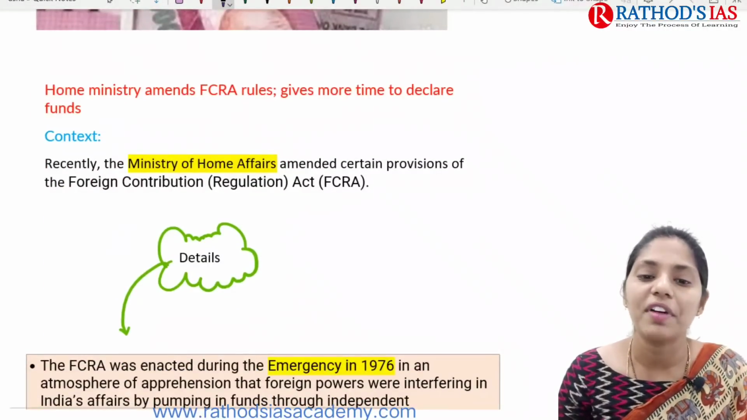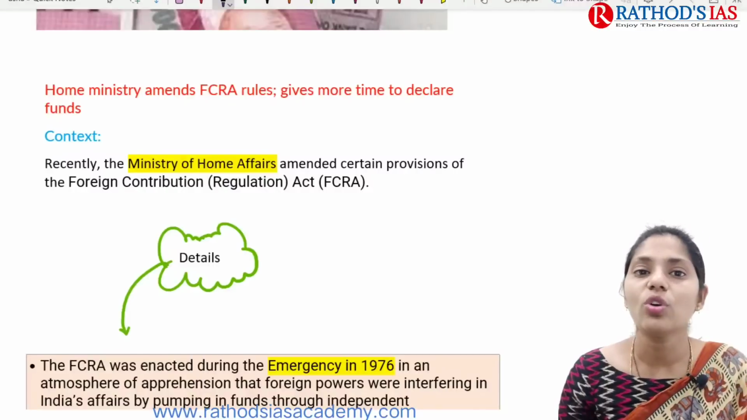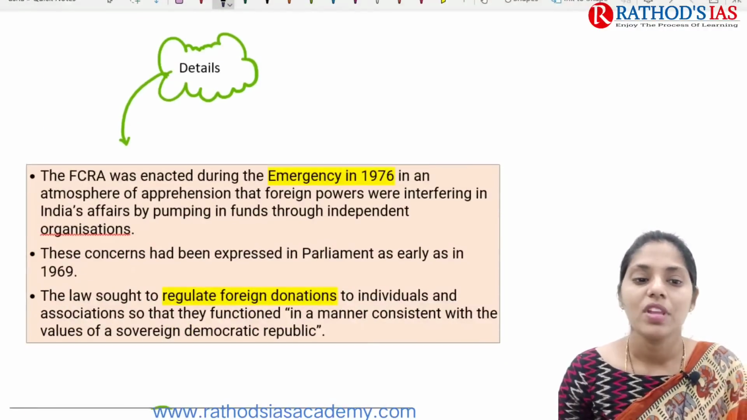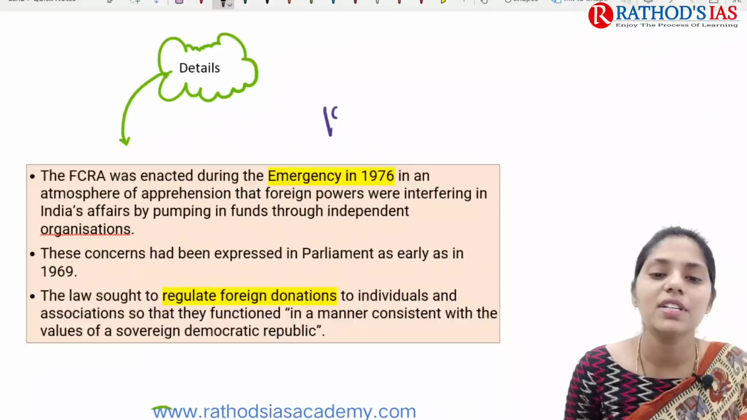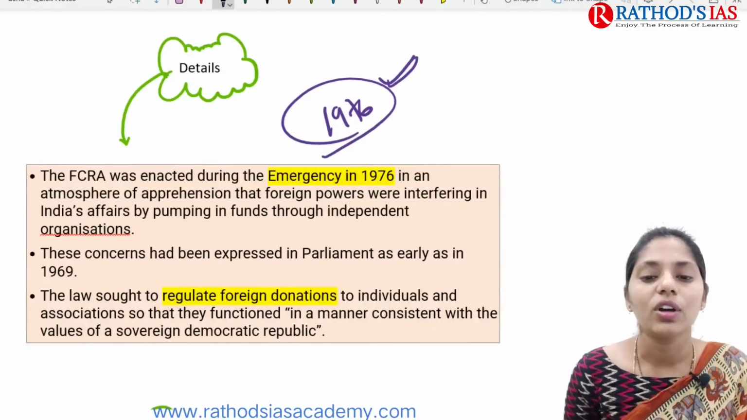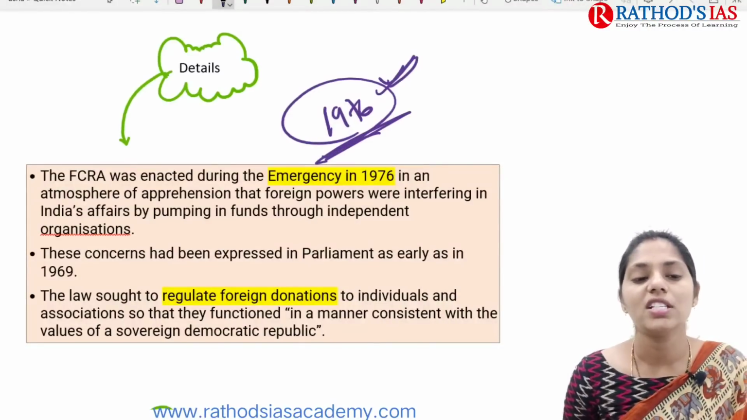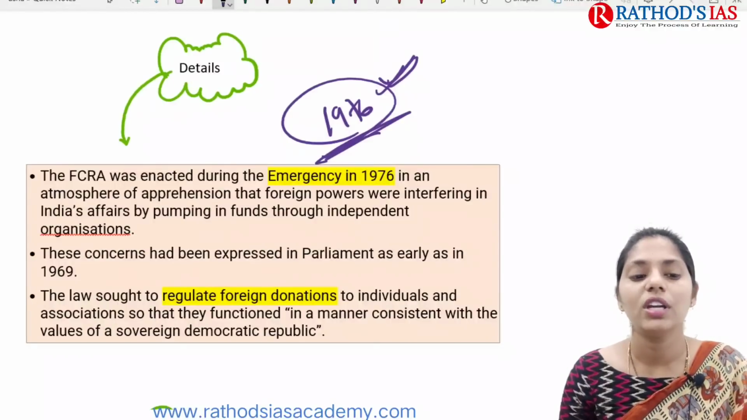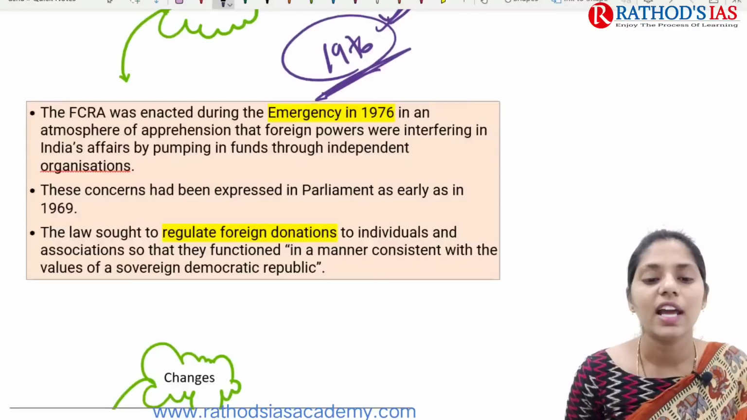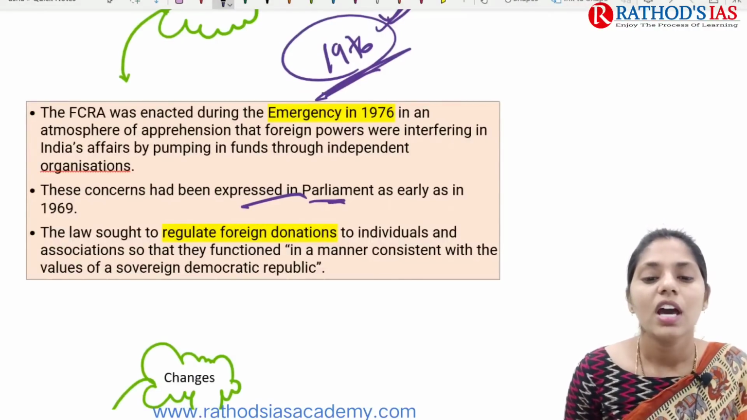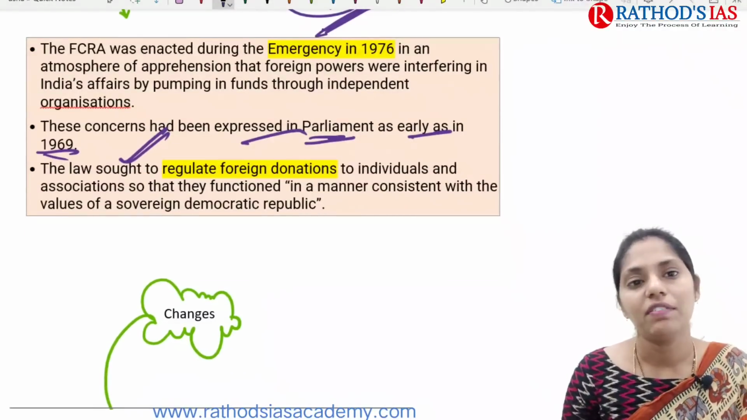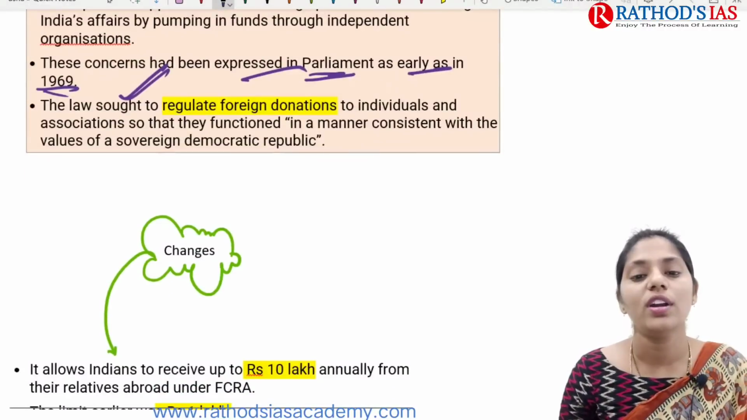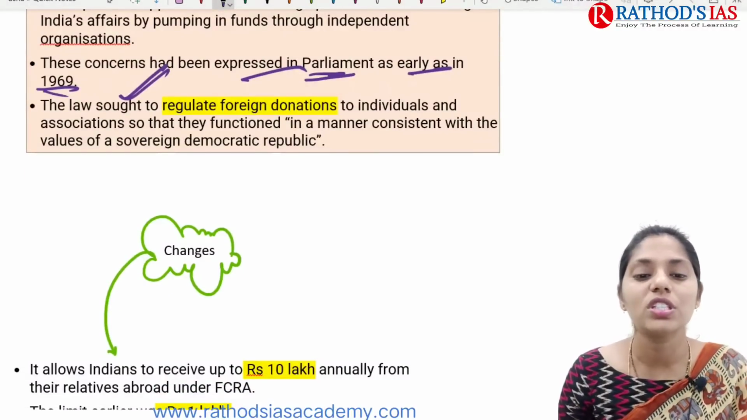So recently the Ministry of Home Affairs amended certain provisions of this Foreign Contribution Regulation Act, that is FCRA. If you see the background of this FCRA, it was enacted during the emergency in 1976. During that time, different foreign countries were interfering in Indian affairs by pumping funds through independent organizations. These concerns had been expressed in the parliament as early as 1969, and finally they came up with this law to regulate foreign donations to individuals as well as associations, etc.